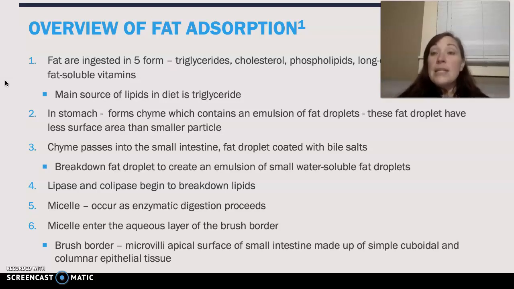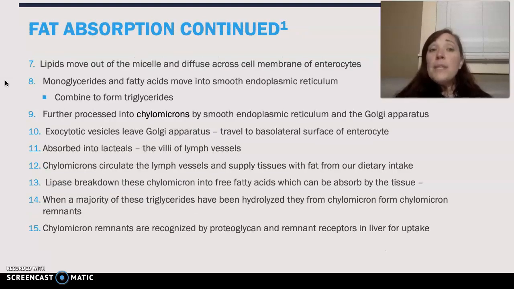So the brush border is the apical surface of the intestine, and it contains microvilli. And if we remember from when we were learning about cells earlier in this semester, the microvilli increase surface area, allowing for more absorption, and are often found in places where absorption takes place. And in this instance, the cells that make up this membrane are made up of simple cuboidal and columnar epithelial tissue. So lipids move out of the micelle once they reach the brush border, and then they diffuse across the cell membrane of the enterocytes. Now this just happens by simple diffusion.